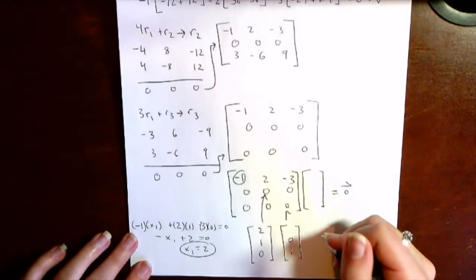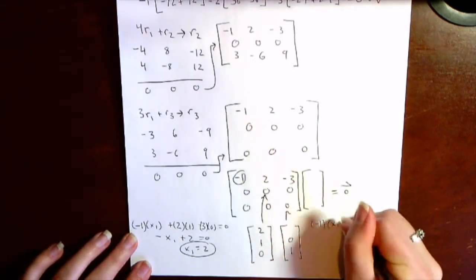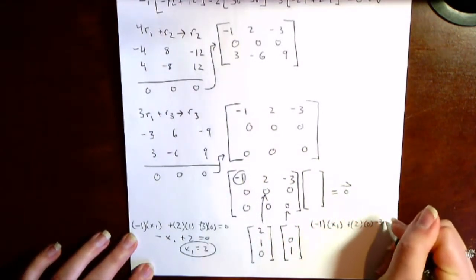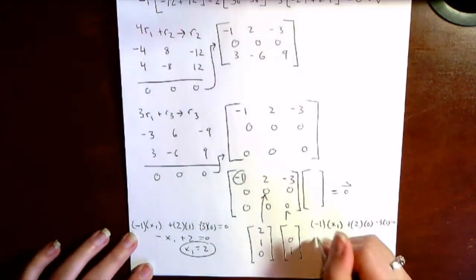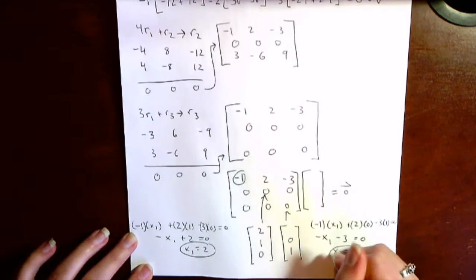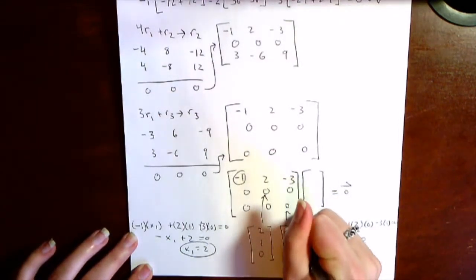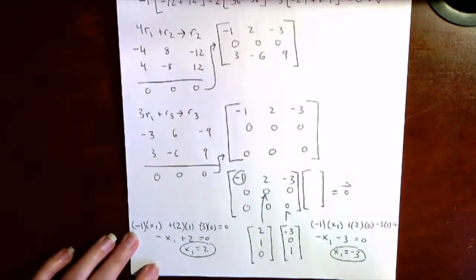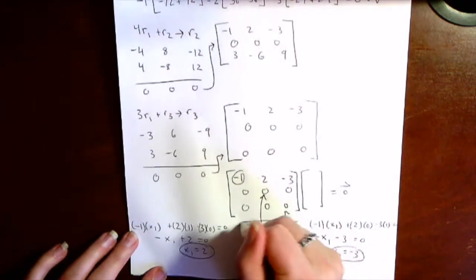For the second vector, set up -1 times x1 plus 2 times 0 plus -3 times 1 and solve for x1 and get 3 as the first component of the second vector. 2, 1, 0 and 3, 0, 1 is the basis for the null space of this matrix.